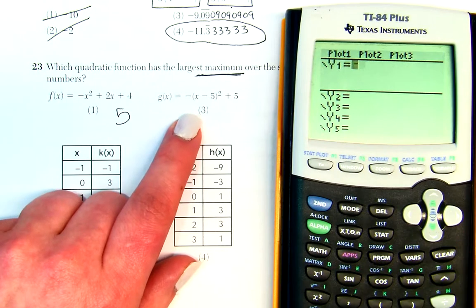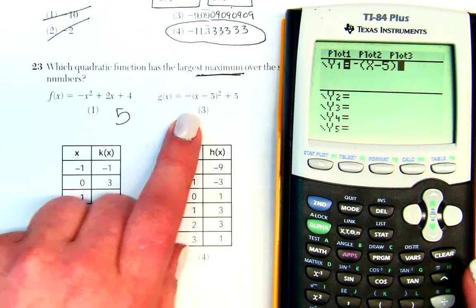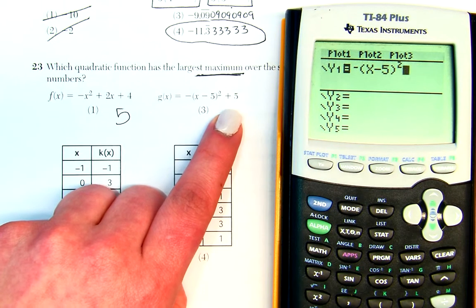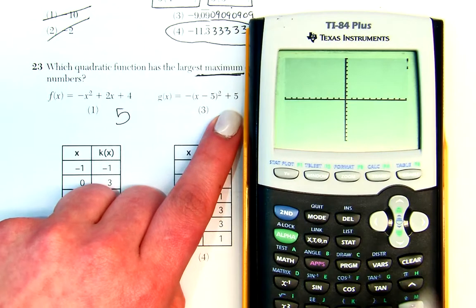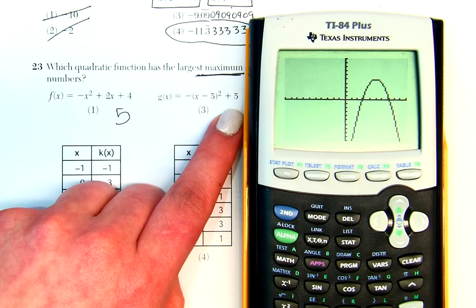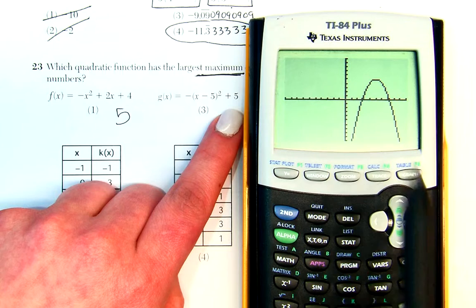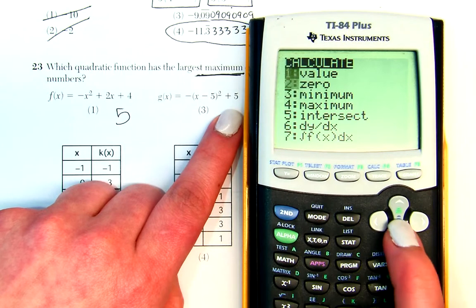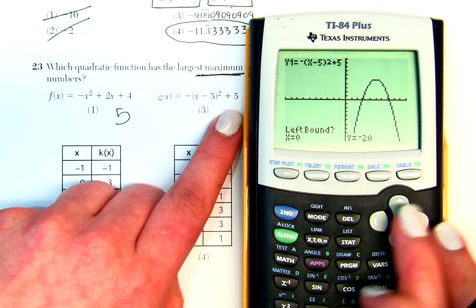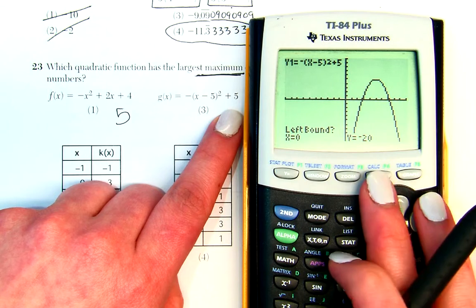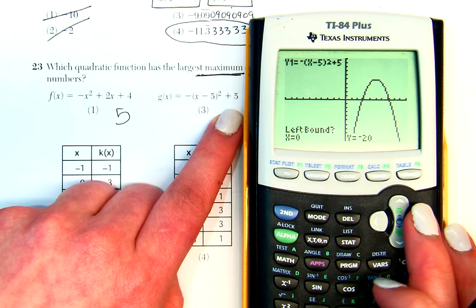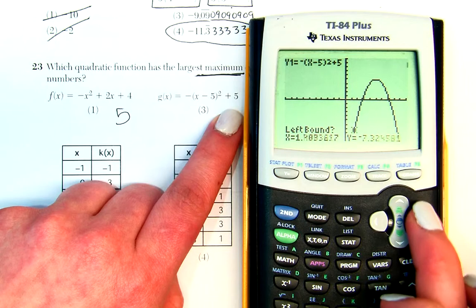G is going to be negative x minus 5 squared plus 5. Do the same thing. Take a look at the graph. And again, I'm pretty close up there. I'm not sure exactly where. So second trace gets me to the calc function. I press choice 5, which is the maximum. It's asking me for the left and right bounds.